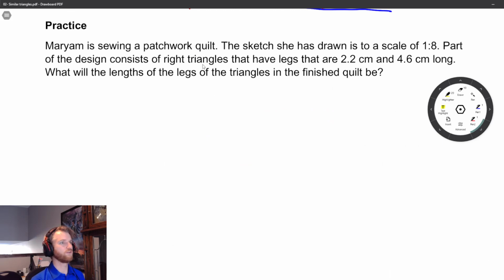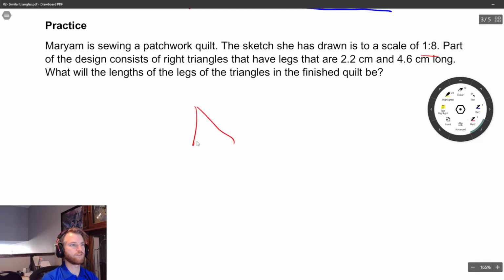Lastly here, I just haven't used the term legs for a triangle before. It's saying someone's sewing a patchwork quilt, and here's their ratio. The design consists of right triangles that have legs that are 2.2 centimeters and 4.6 centimeters long. So that's just triangles where one side's 2.2 and the other's 4.6.